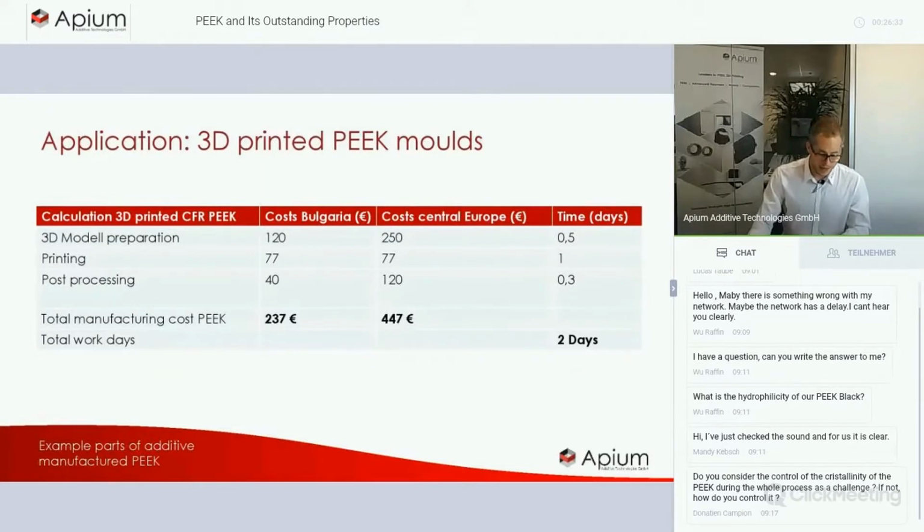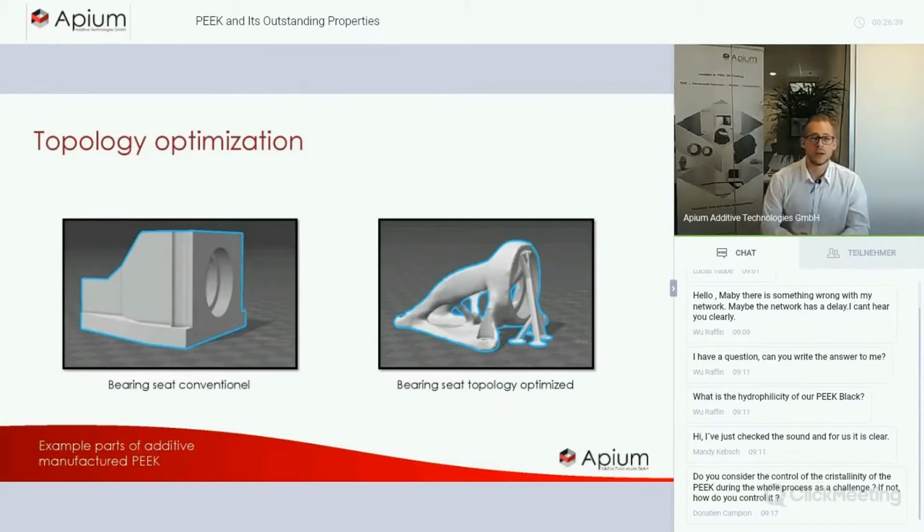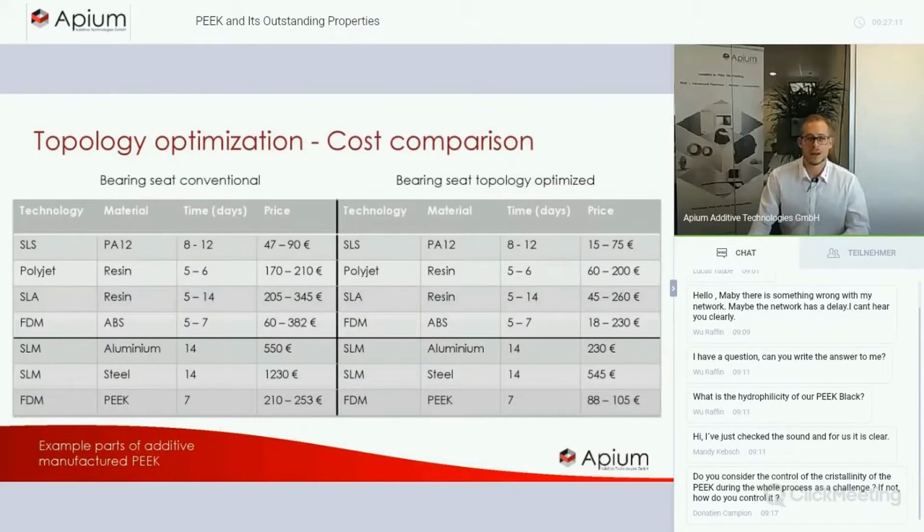We also looked into other opportunities we could do with this kind of technology, and we also have seen topology optimization. So we had this bearing seat, which we thought of in conventional manufacturing and in topology optimizing. And then we did some kind of comparison. How much would it cost us with different technologies to make the bearing seat on the left side? And how much would it cost us to make the topology optimized seat on the right side? And how much time it would take as well.